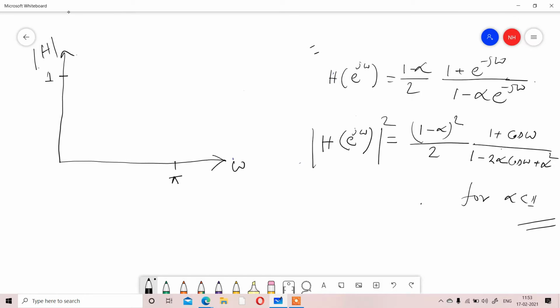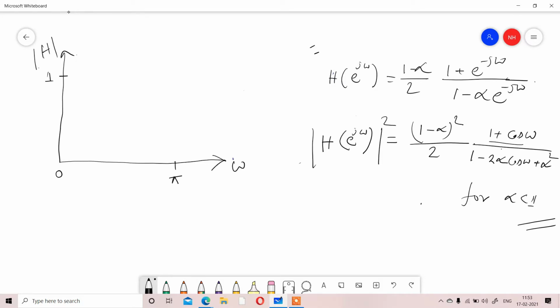If we put in the value of pi, you can check it here. At pi it will be 0, because cos pi is minus 1, so my 1 minus 1 will be 0. So at pi it will be 0, and at 0 it will be 1. Now, from frequency value 0 to pi, the magnitude will monotonically decrease.